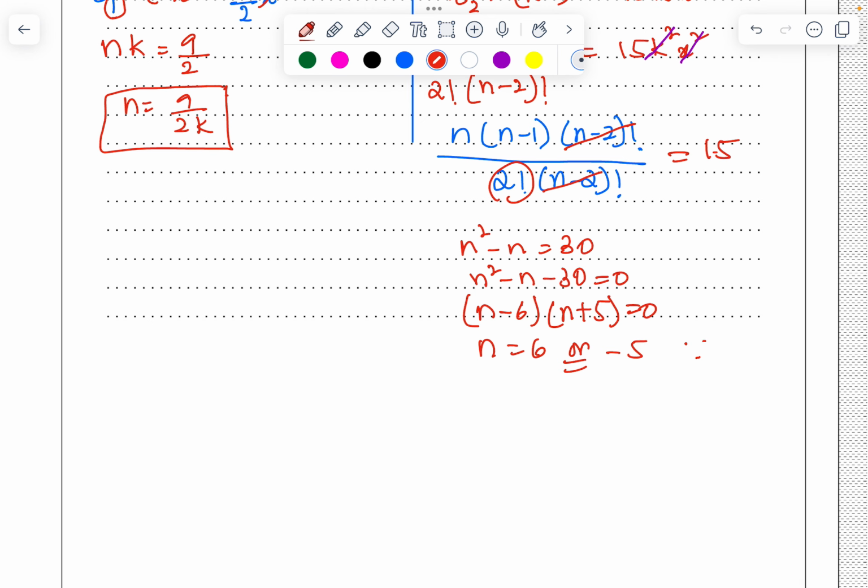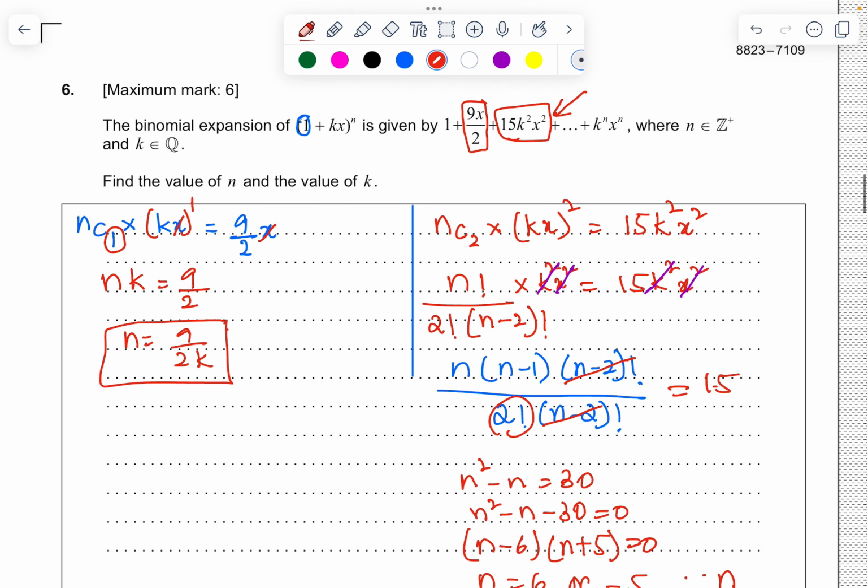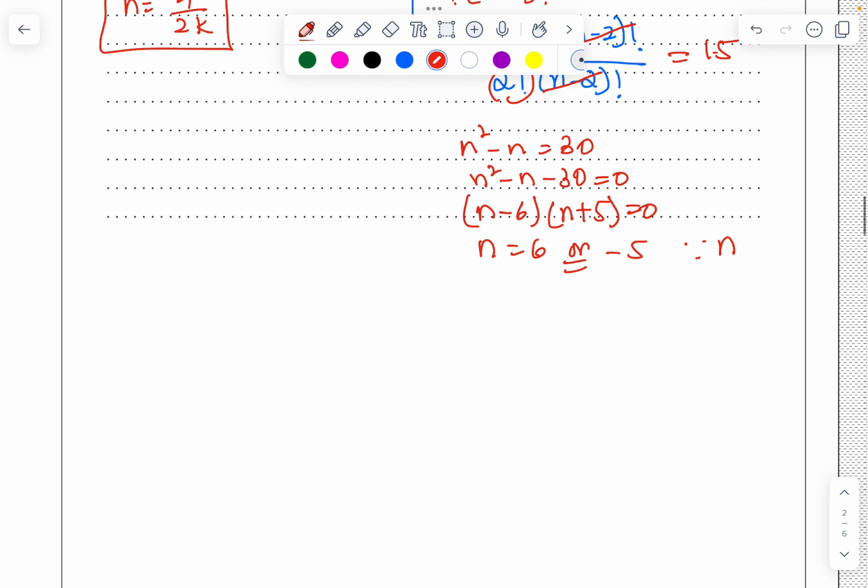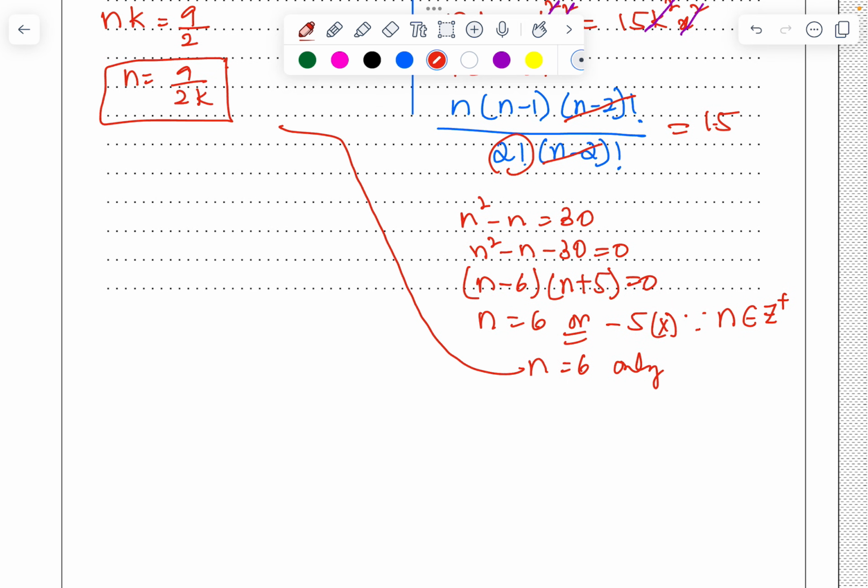Since the question gave n belongs to positive integers, n equal to 6 only. We have to consider only n equal to 6. So that n I'm going to put into the equation and solve for k. So n is 6, 6 equal to 9 over 2k. I cross multiply, 12k is equal to 9, k equal to 9 over 12, which is 3 over 4.